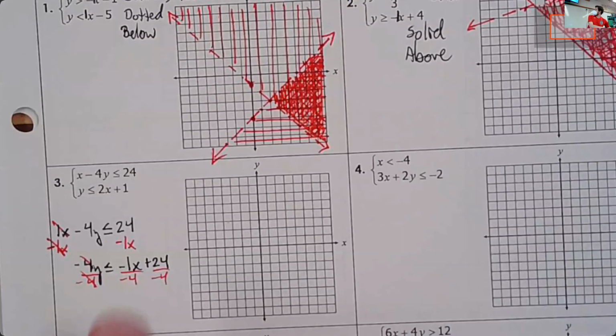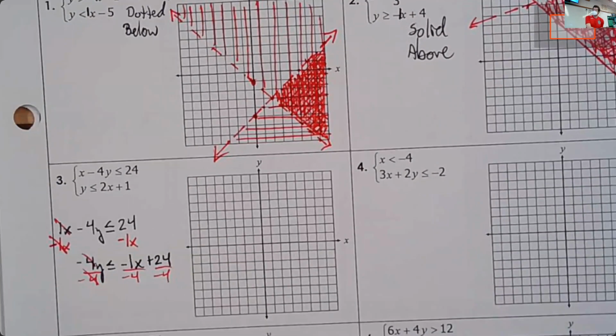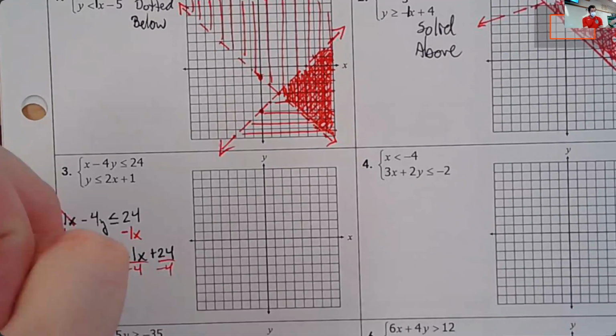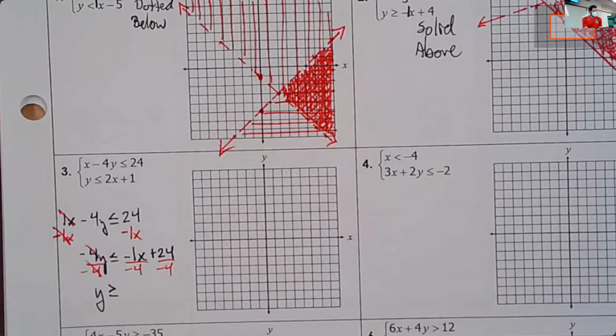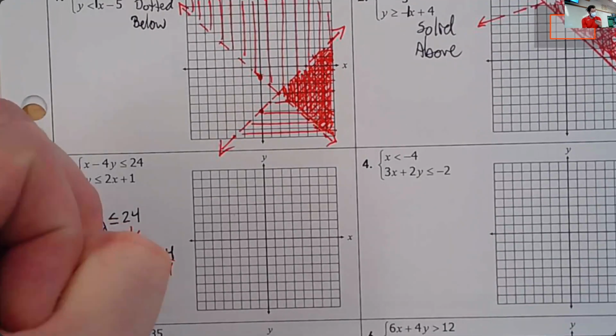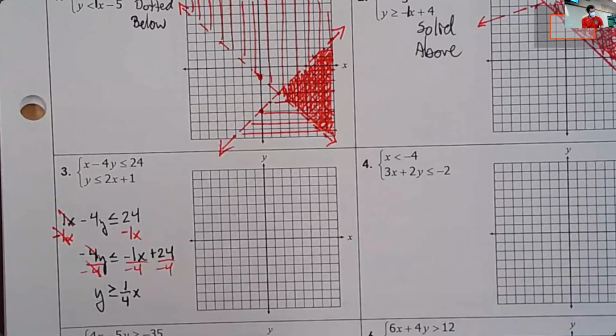So on this problem here, number 3, we have to do that because we're dividing everything by a negative 4. So that's going to be y is now greater than or equal to instead of less than or equal to. And then negative 1 divided by negative 4, 2 negatives divided equal positive, so 1 over 4x. And 24 divided by negative 4 is negative 6, so minus 6. So now we've got both inequalities with y all by itself.